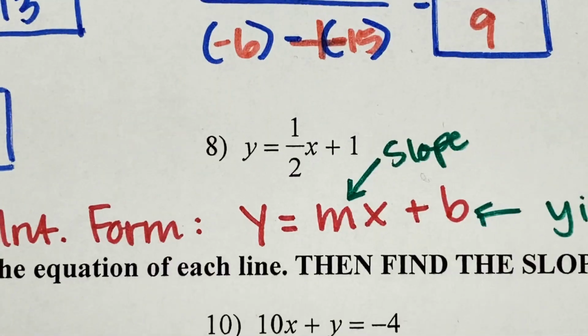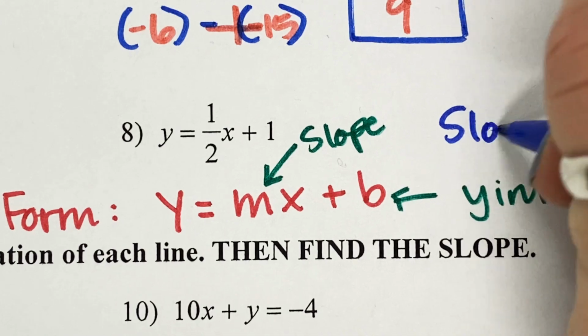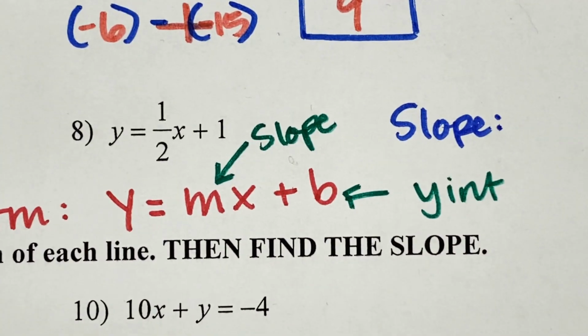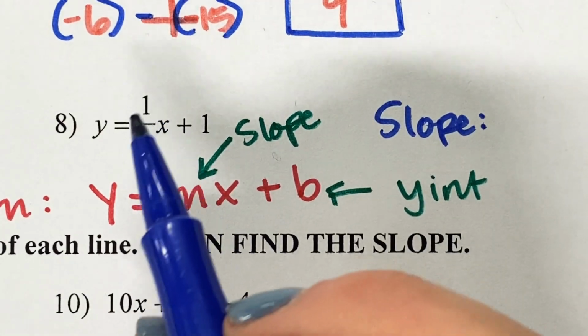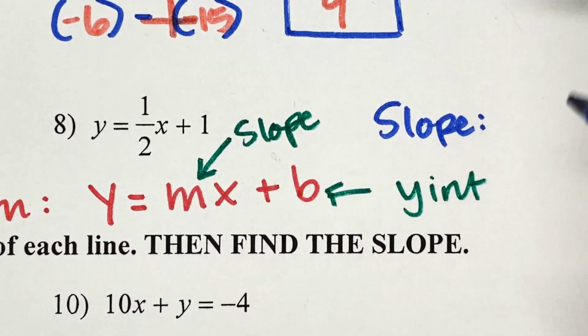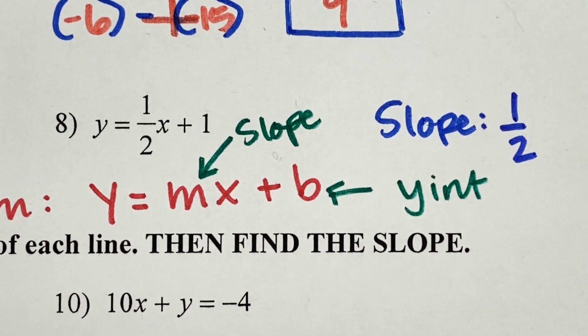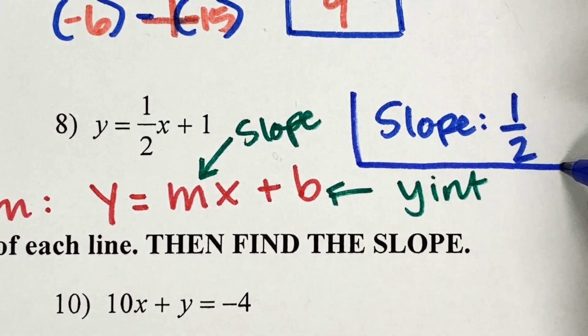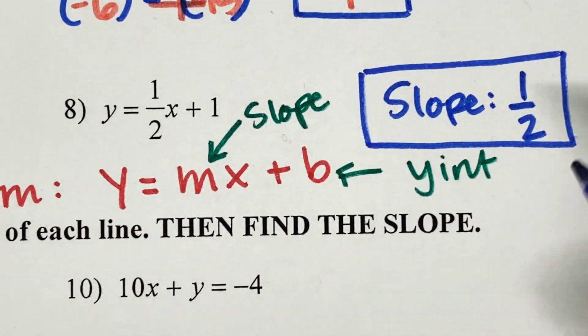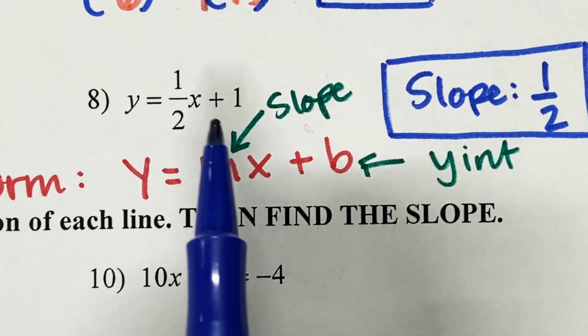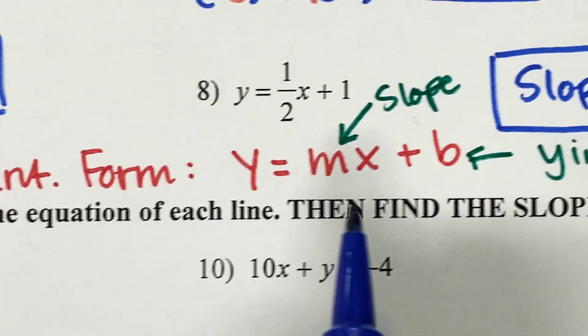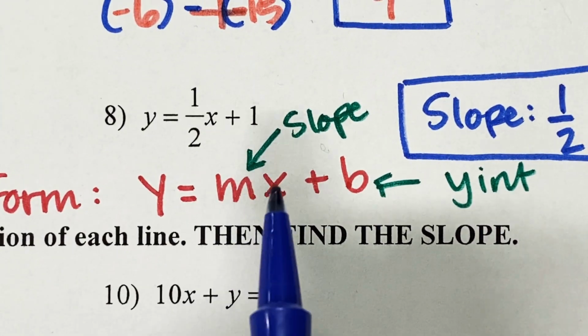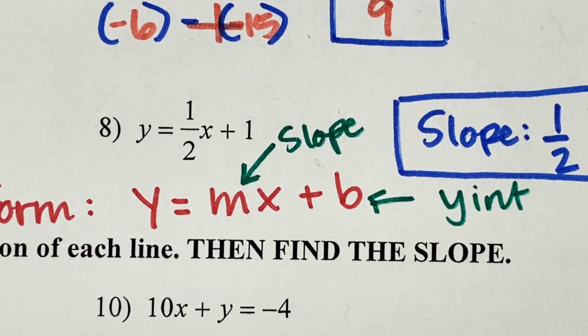Okay, well, what is my slope then for number 8? What is the number right in front of my x? 1/2. And easy peasy. So we can find slope when given linear equations in slope-intercept form, because whatever is right in front of our x is our slope.